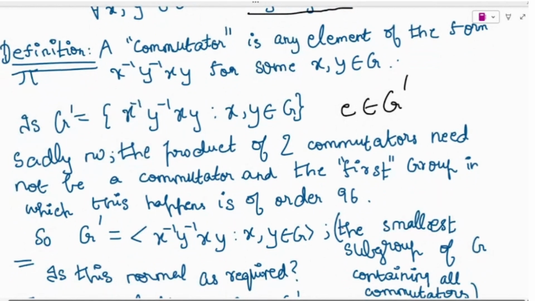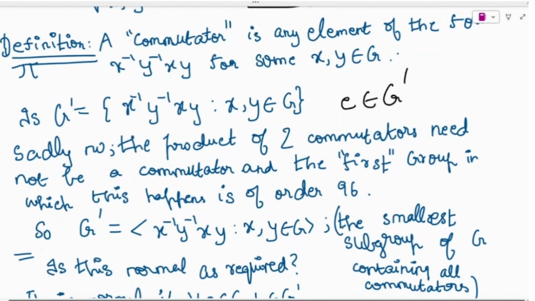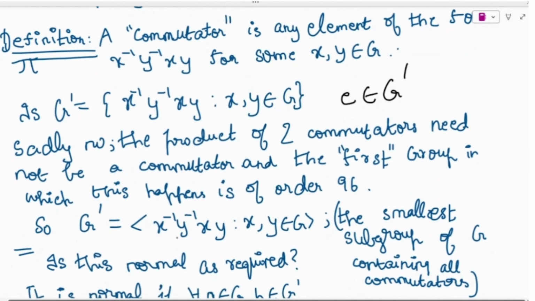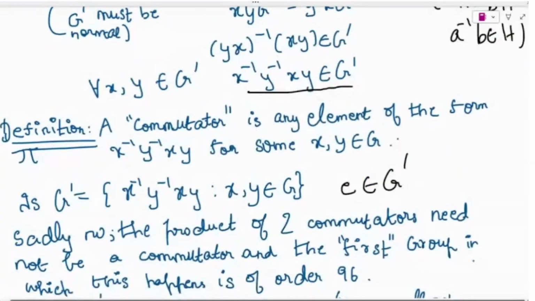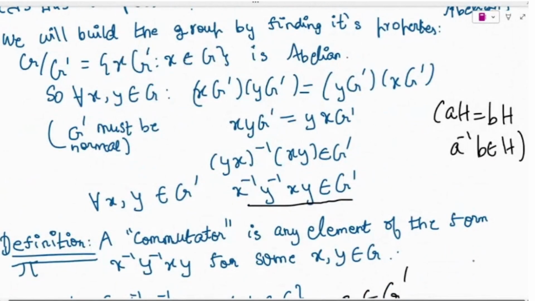So if this is not closed, then what can we do? Then G dash must be the group generated by all commutators. What do I mean by that? I mean the smallest subgroup of G containing all commutators. Whatever it is, it must contain all commutators. Only then will the condition we found above work. All we said is that all commutators must belong to G dash, right?